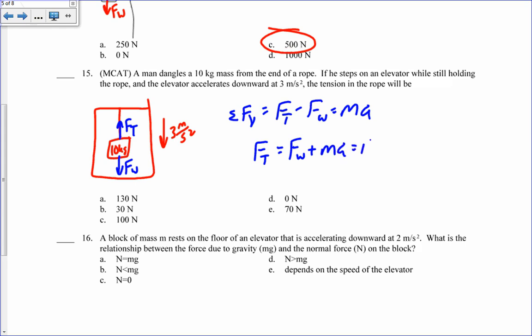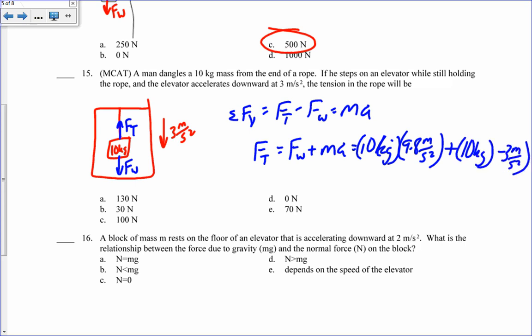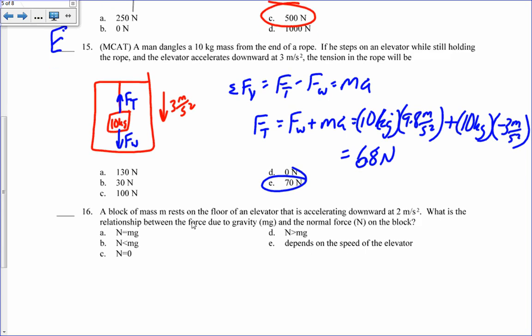Fw is 10 kilograms times 9.8, plus 10 kilograms times negative 3 meters per second squared, because it's going downward. So that's 98 minus 30, which is 68 newtons, or E is 15. That was an MCAT problem, by the way, but very similar to some of the homework that we've had.